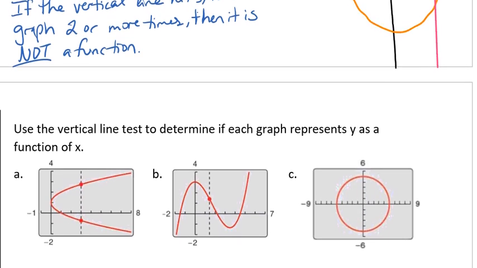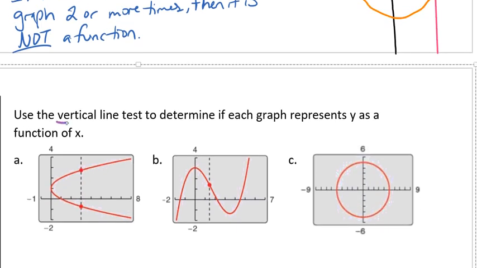So here we're going to use the vertical line test, or our VLT, to determine if each of these graphs represents y as a function of x, which means, is it a function? Okay, so is it a function? Does it represent y as a function of x?